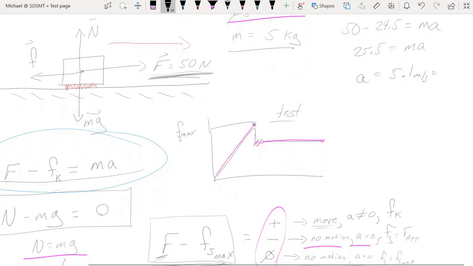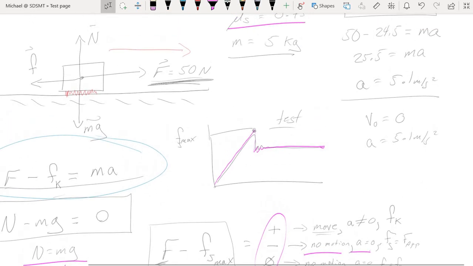So now that the block is moving, now that we've overcome the static friction, the block is going to start accelerating to the right. With that acceleration, if we assume that the block started from rest, hence the static case, then we could say that the initial velocity was 0. We have an acceleration of 5.1 meters per second squared.